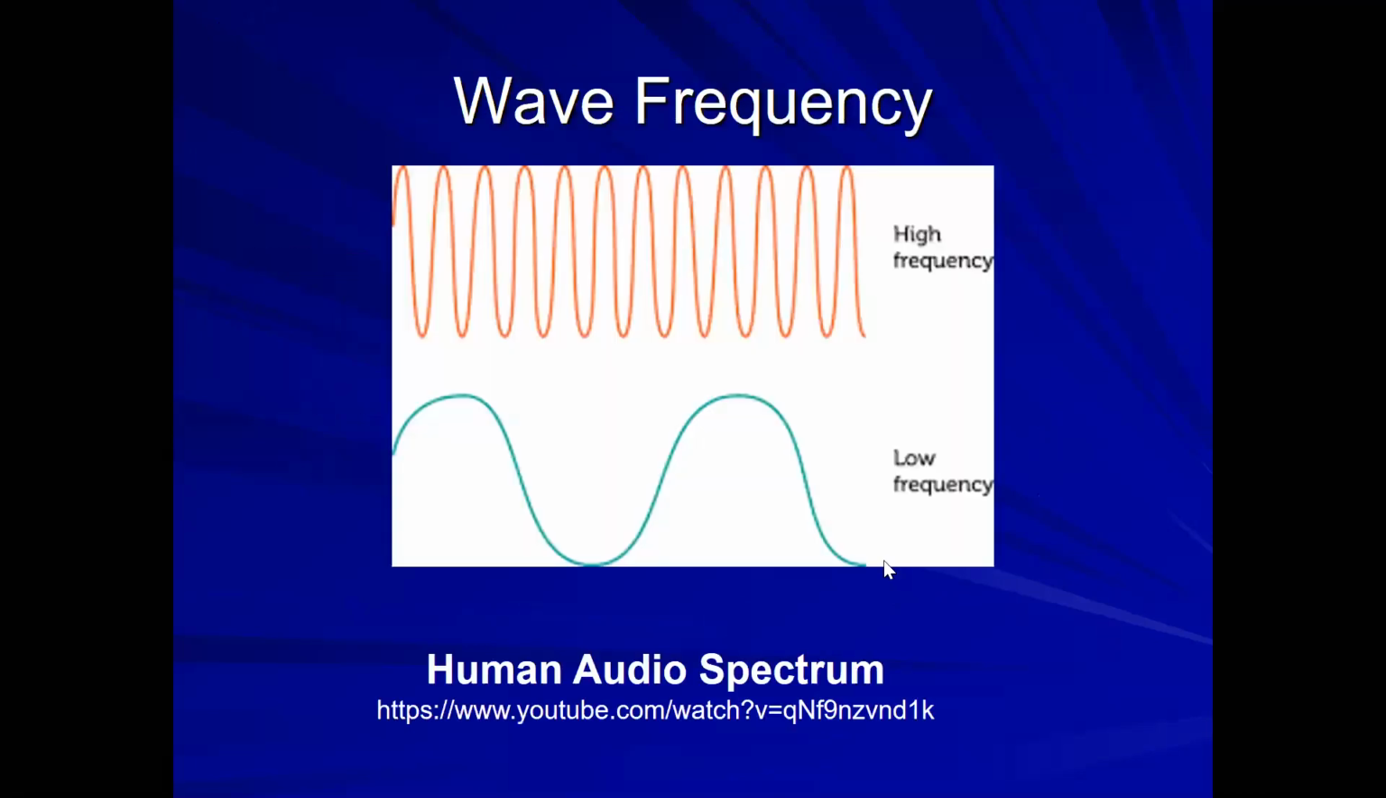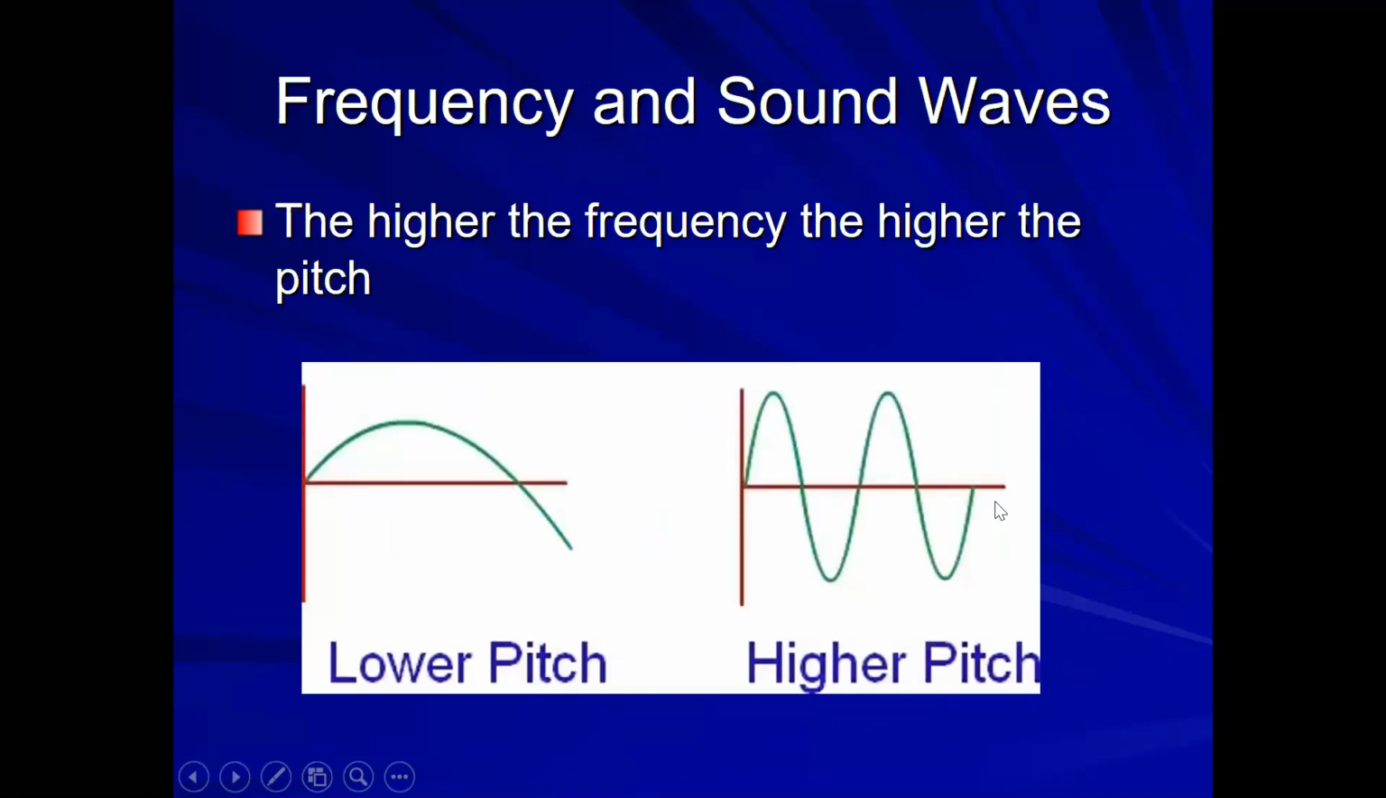So now, let's see if we can get to this. Oh, I know what this is. I'm gonna play this for you guys in a little bit. It is a human audio spectrum. So it's kind of cool. It's gonna talk about frequency and pitch, I believe, okay? So we're gonna talk about that in just a second. All right, frequency and sound waves. The higher the frequency, the higher the pitch. Let me see if I can pull that up in just a second. But so here you can see the frequency is not a lot passing, the pitch is very low.